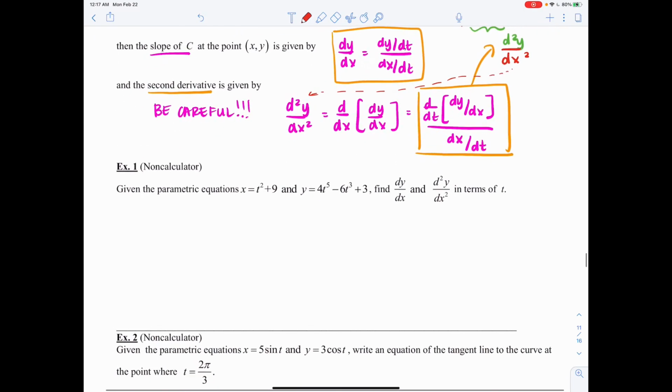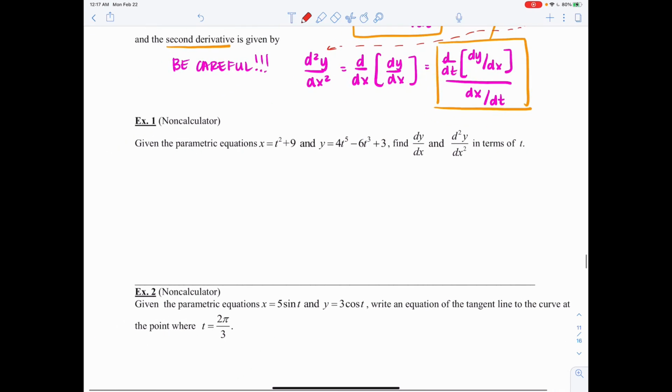So let's execute this with an example. If I have x is equal to t squared plus 9, and y is equal to 4t to the 5th minus 6t to the 3rd plus 3, I want to find the first and second derivative. The first derivative is easy. If I want to find the first derivative, I need to take the derivative of y with respect to t, and I need to take the derivative of x with respect to t.